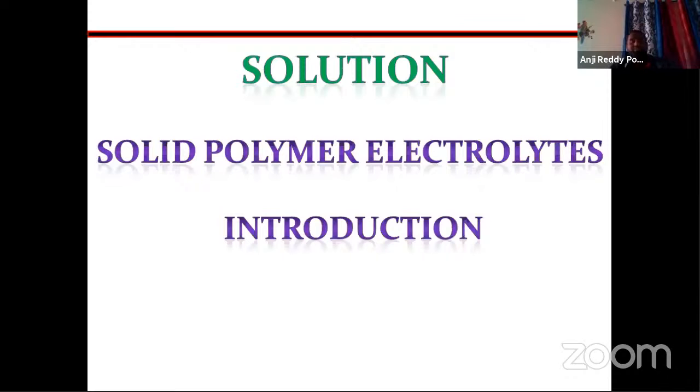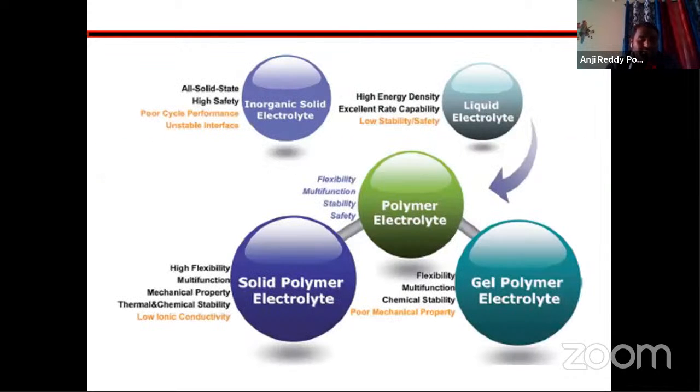And what is the solution for the leakage and safety of these batteries? The main solution is to replace the liquid electrolytes with solid polymer electrolytes. That means we replace them with polymer electrolytes. There are four types: solid polymer electrolyte, liquid electrolyte, which I have also given here, gel polymer electrolyte, and inorganic solid electrolyte. I have given these four. Out of these four, I have chosen solid polymer electrolyte as the solution for the present existing issues.